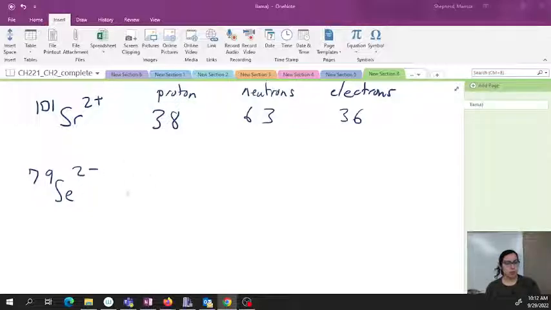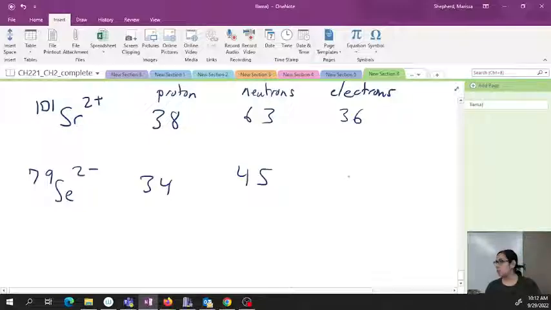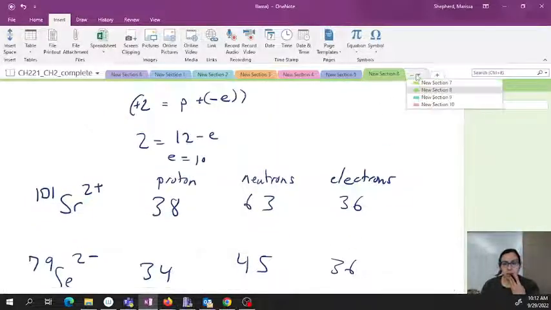All right, let's do it. Protons for selenium. 34. 34. Neutrons. 45. 45. And electrons. 36. Excellent. And so with that one, you saw it was a -2 charge. So again, you could start at the neutral, but you see a negative, so you have to add those negative electrons to bring you to 36. Or you could set up the math, either way. All right, good job on that.